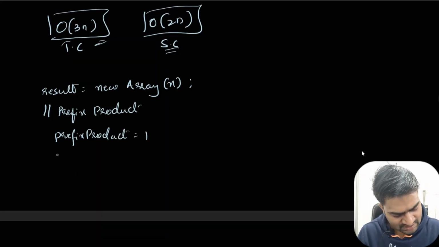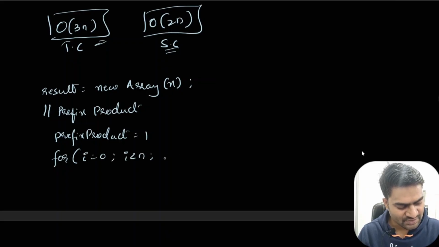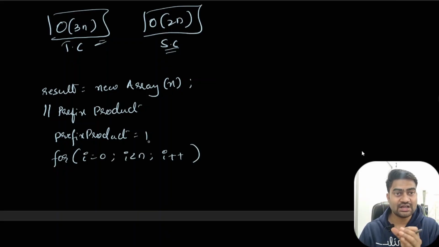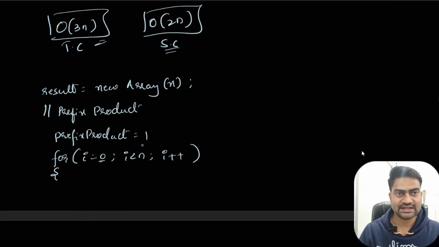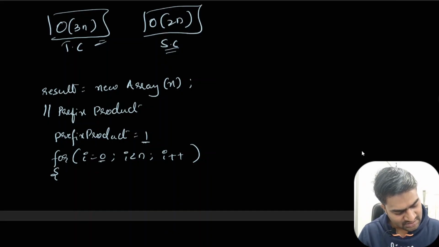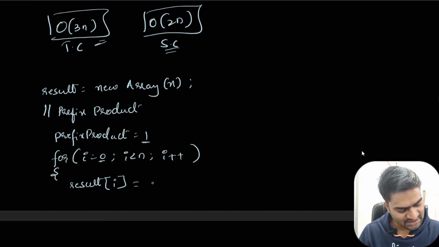Now I will start using a for loop for i equal to 0, i less than n, i plus plus. So here, assuming 1 is at the left of our 0th index, I will first say my result for the 0th index will be this prefix product. So now my result array contains the prefix product in the first iteration.